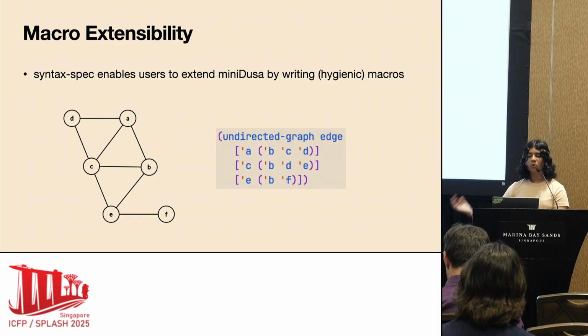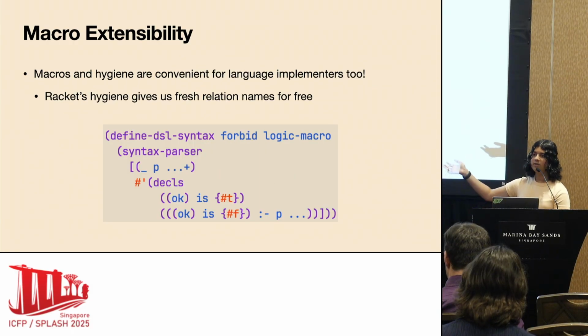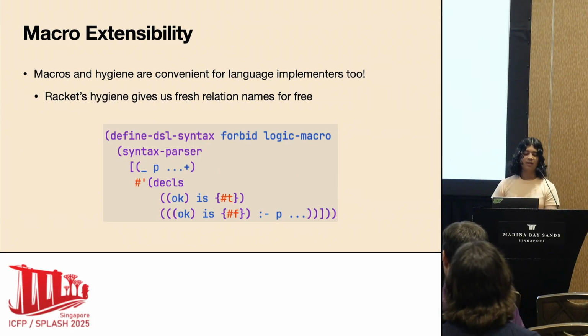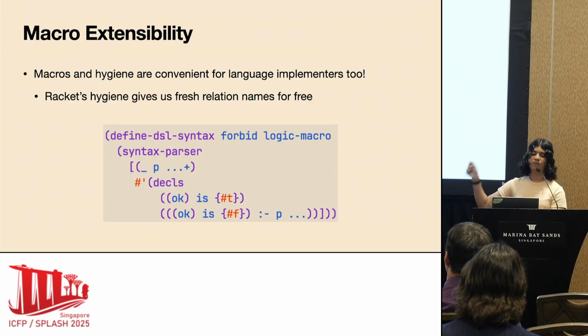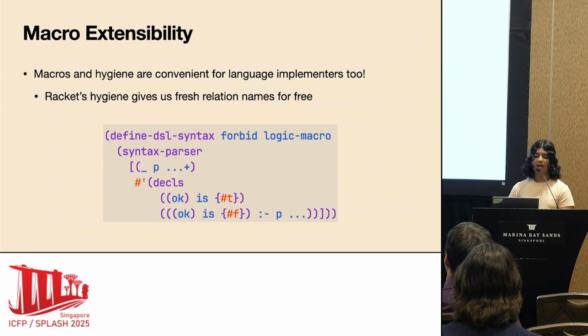And one cool thing that we get from the macro system is that we can implement the forbid rule that we saw earlier as a macro. The macro just deduces a contradiction if the premises that we provided are met, and that causes the solver to throw out that solution.